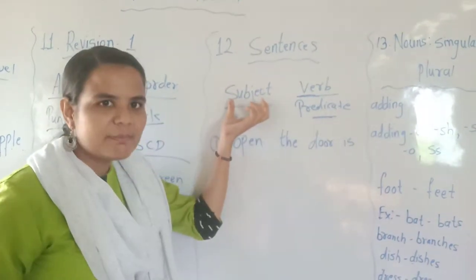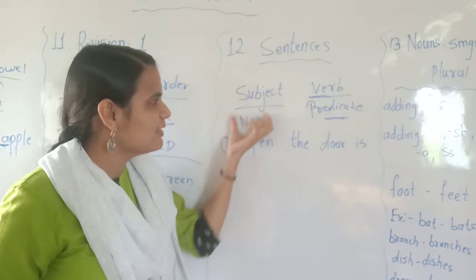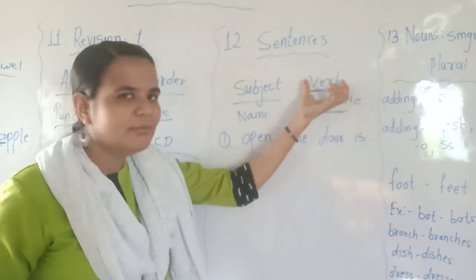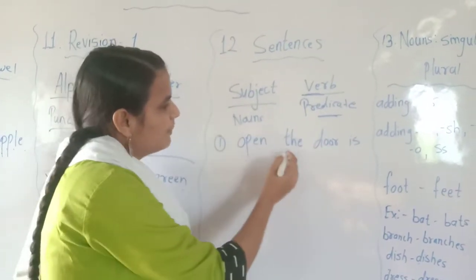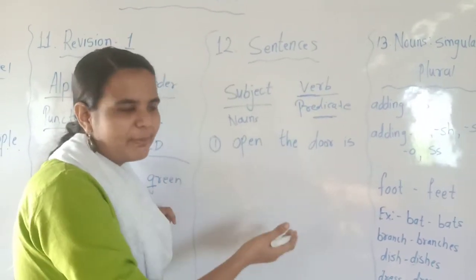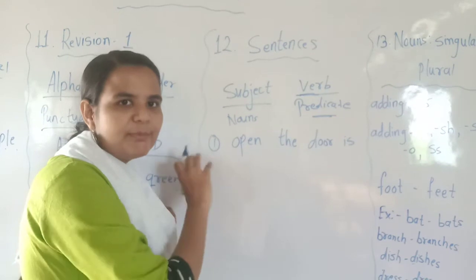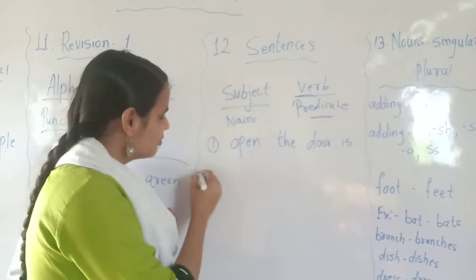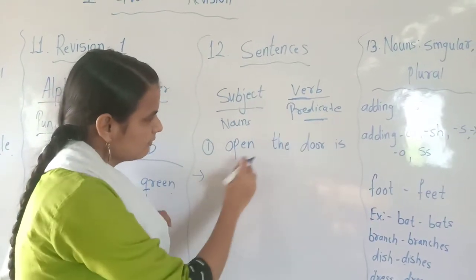So in the subject what will come? All the nouns will come in the subject part, and in the predicate what will come? The verb. For example, see here, open the door is. These are the words but they are not arranged in a proper manner. So you have to arrange these words in a proper manner and make a sentence. So how will it become?